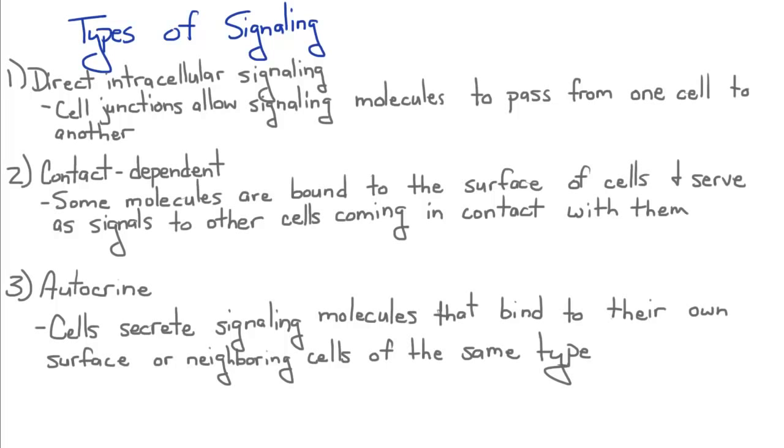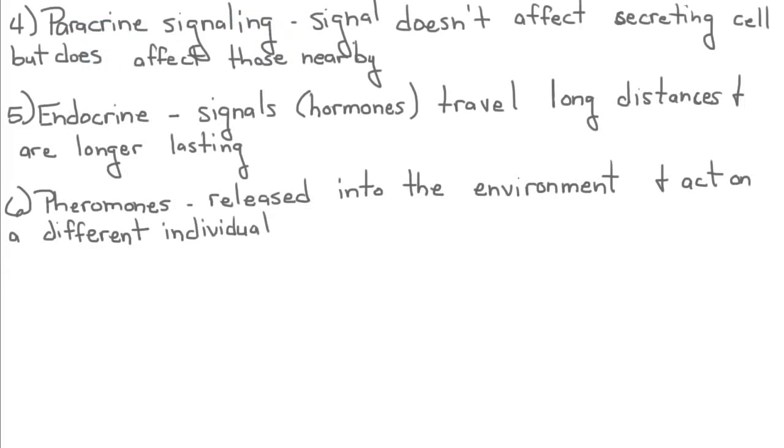You've got autocrine signaling, which is where cells secrete signaling molecules that can bind either to themselves or neighboring cells of the same type. You've got paracrine signaling, where the signals diffuse locally and act on neighboring cells, but it doesn't affect the cell that's actually secreting said signal. You've got endocrine signaling, which is where signals, normally in the form of hormones, travel longer distances and usually last a longer time.